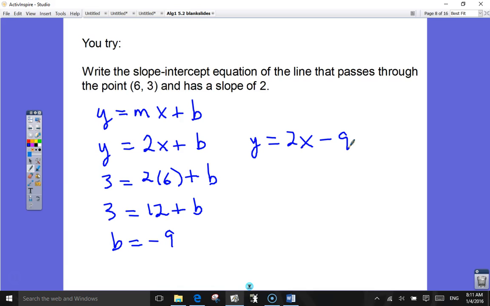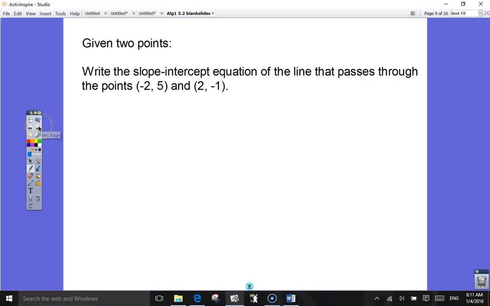Now, a lot of times, you're not going to get the slope and a point. It's going to be that you actually get 2 points. That's the next iteration in this process. So I want to write the slope-intercept form of a line. I don't know what the slope is, but I know what 2 points are. So I'm going to start with our mx plus b.